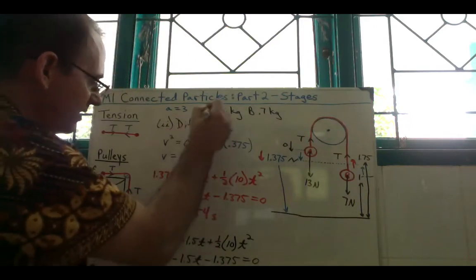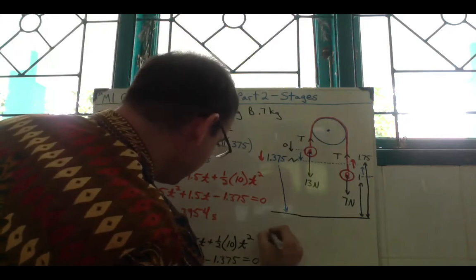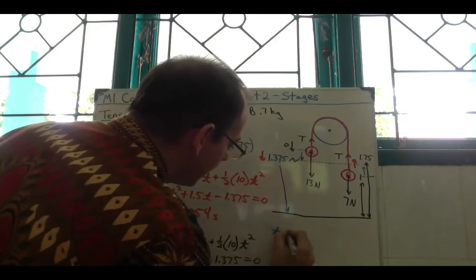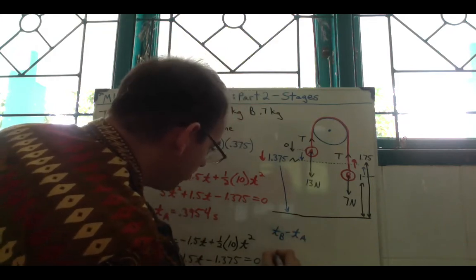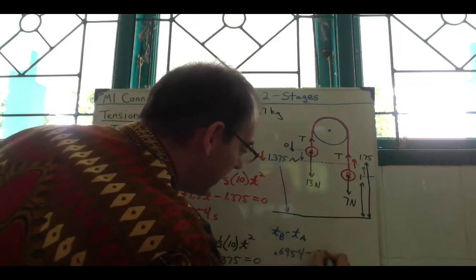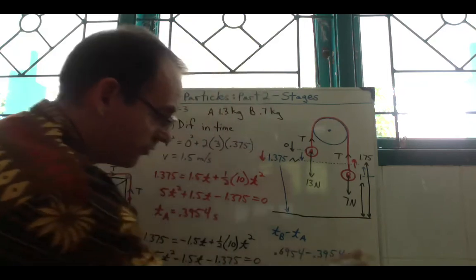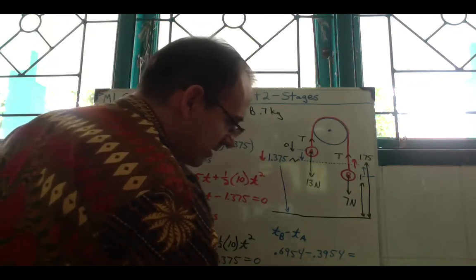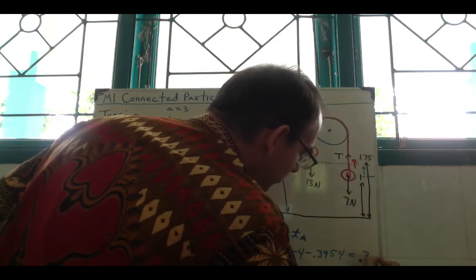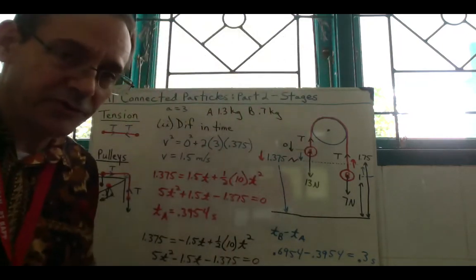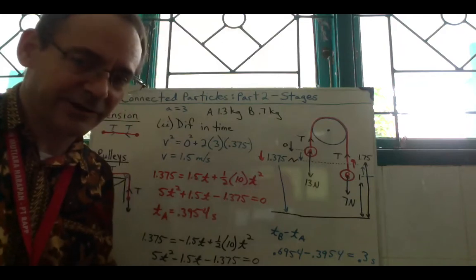And so what we want is the difference in times. So time B minus time A, 0.6954 minus 0.3954. Look, most of those numbers are the same. 4 minus 4, 5 minus 5, 9 minus 9, 0.6 minus 0.3 equals 0.3 seconds is the difference. Only 0.3 of a second is the difference between when those two objects will hit the ground.